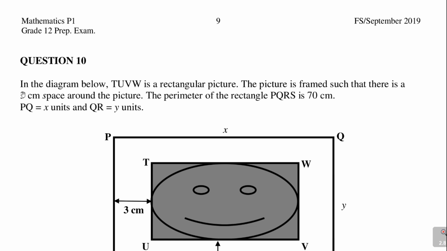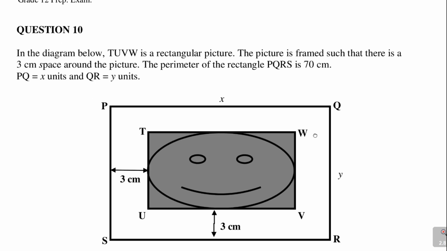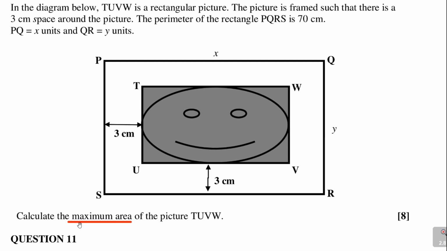Look at this one. It says in the diagram below, TUVW is a rectangular picture. The picture is framed such that there is a 3 centimeter space around the picture. The perimeter of the rectangle PQRS is 70 centimeters. PQ is equal to x units and QR is equal to y units. So they gave us this, and then calculate the maximum area of the picture TUVW.